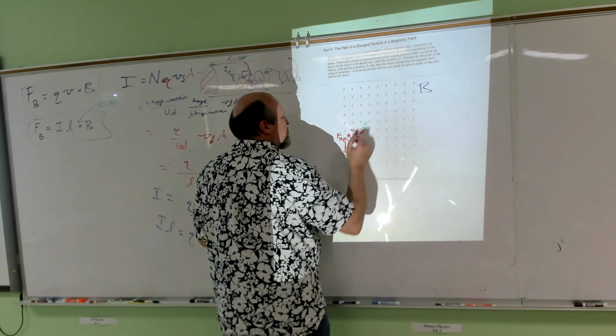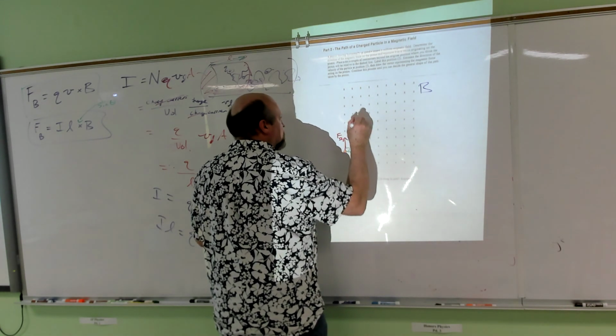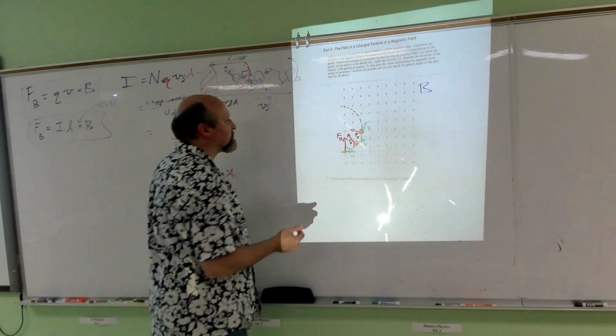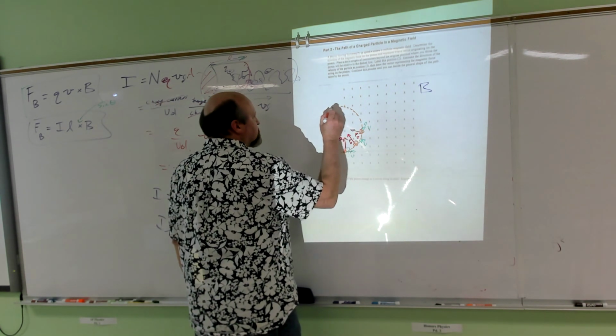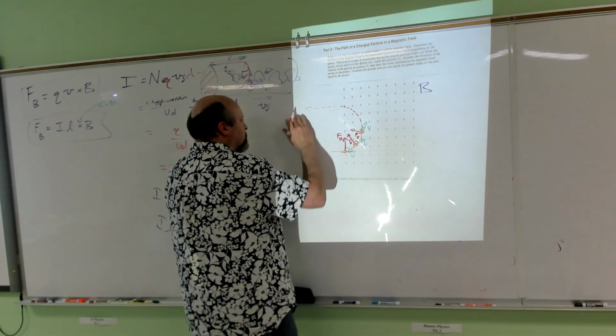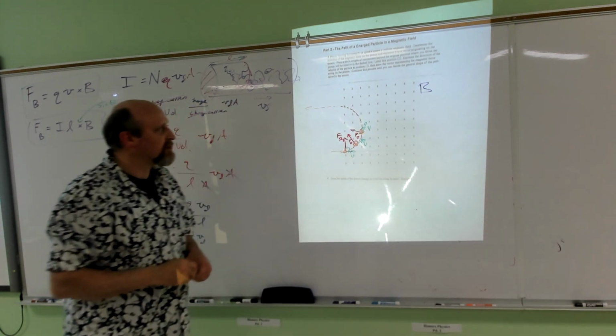Point is, you say, hey, what's going to happen? We're going to do a semicircular path is what should happen. It should be a semicircle, okay? And then we're going to exit the field here going this way, right? Came in going horizontal, we would go out horizontal. That's the path we would follow.